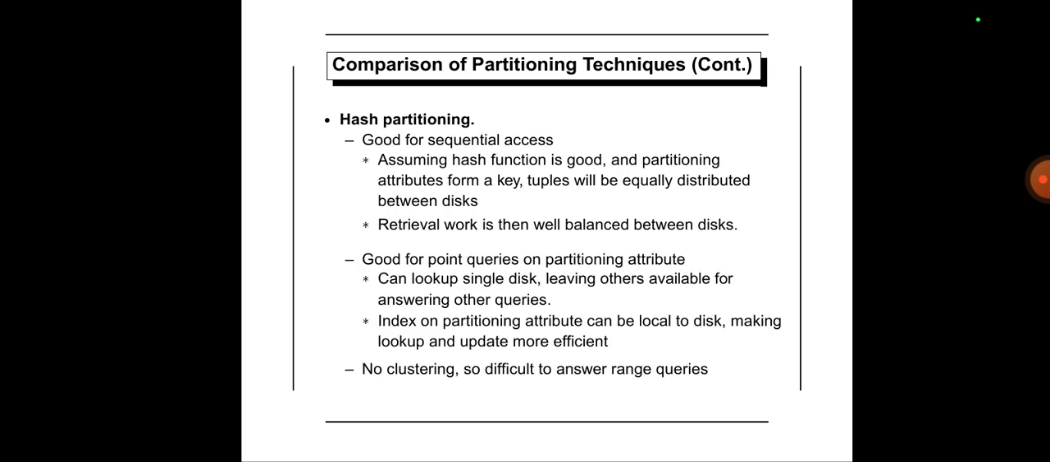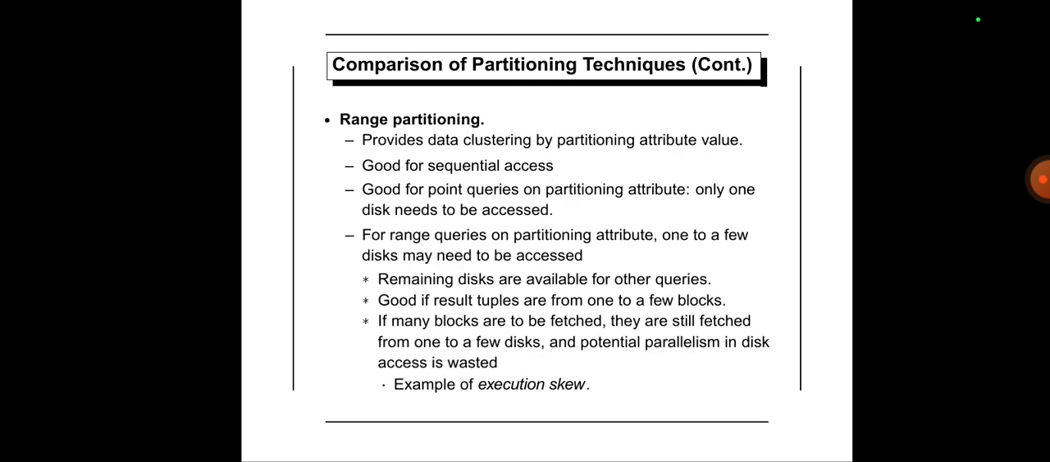Hash partitioning. This scheme is best suited for point queries based on the partitioning attribute. Here, point queries on the partitioning attribute can look up a single disk, leaving the other disks available for answering other queries. And the index on the partitioning attribute can be local to the disk, making lookup and update more efficient. No clustering, so it is difficult to answer range queries.